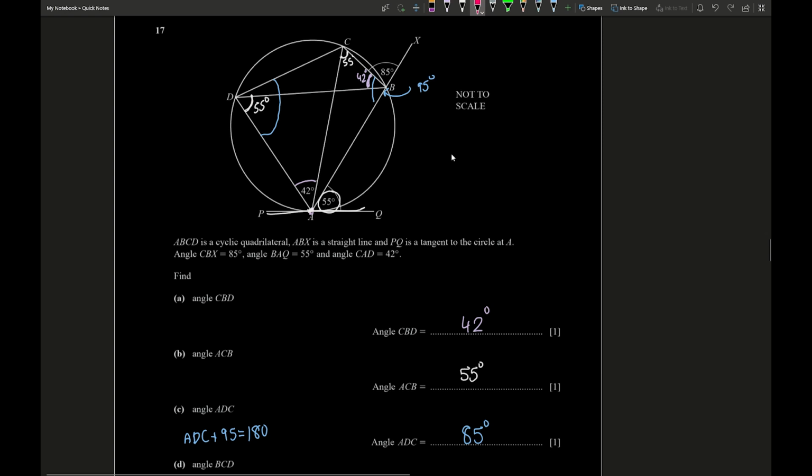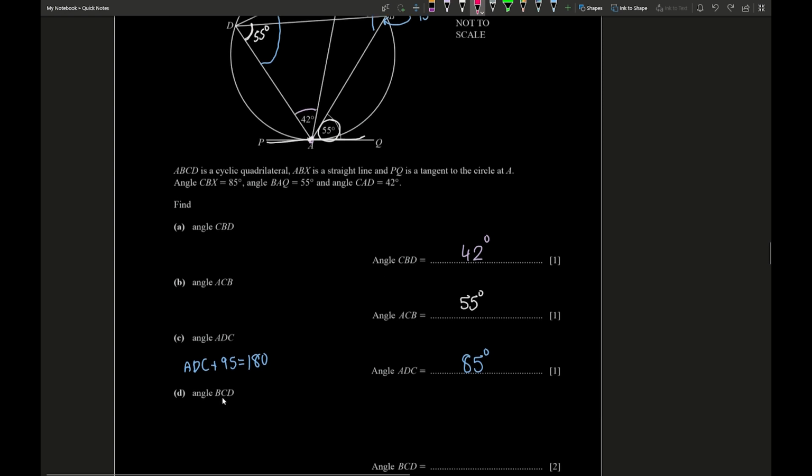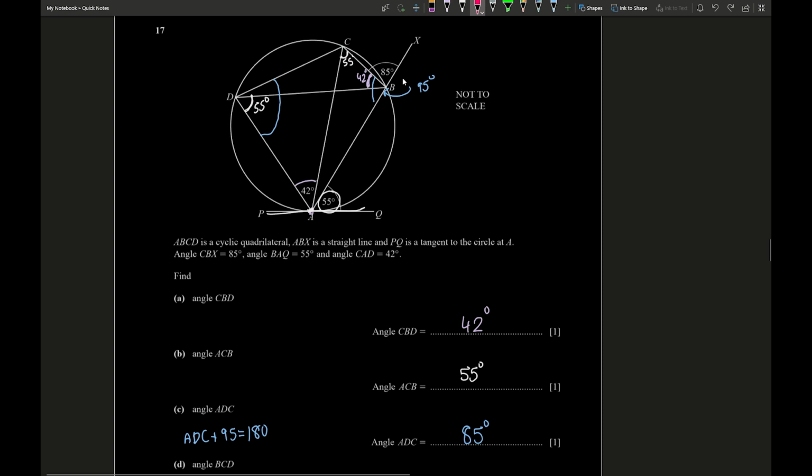All right, on to part D. Find the angle BCD. Where is angle BCD? This one right here. So angle BCD is the sum of the angle ACB and ACD. We already know the angle ACB, which is 55 degrees. We only need to find the angle ACD, this one, to be able to find the angle BCD.